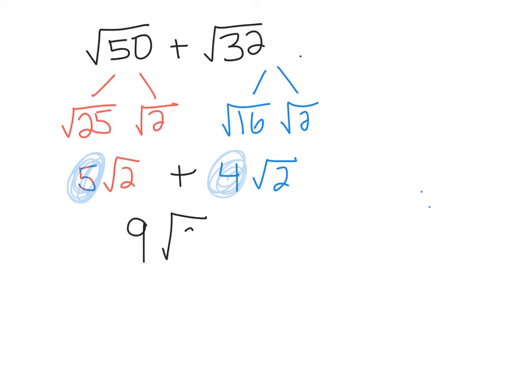And then left with 9 square root of 2. And that would be my final answer for this. So it's pretty basic. As I said, it's just like combining like terms. Your goal is you just want to have the same term inside that radical.